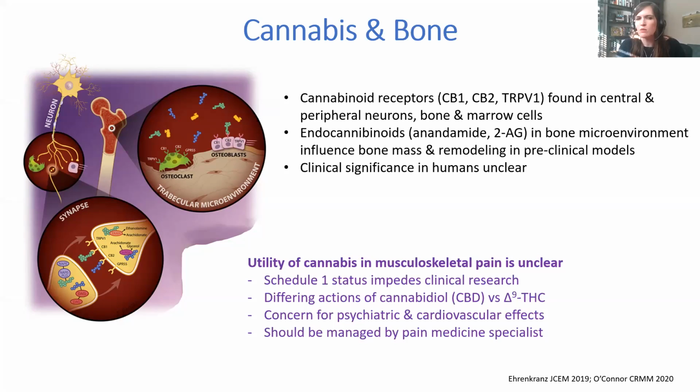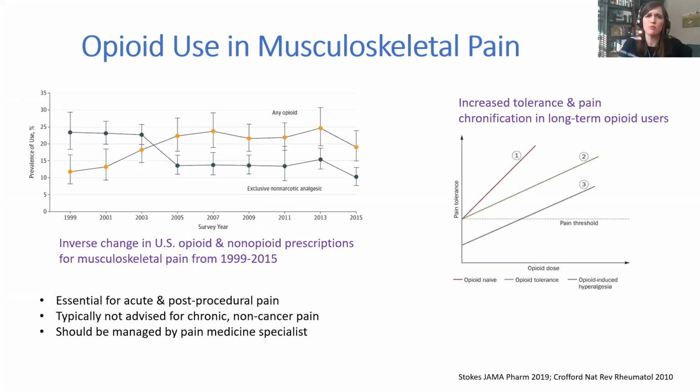There are also a number of concerns about psychiatric and cardiovascular effects. So in any patient who is using cannabis and has bone pain, whether or not they're using it for therapeutics or for recreation, I think it's a good idea to have those patients involved with a pain medicine specialist. I also just wanted to briefly touch on opioid use in musculoskeletal pain. This is the other big controversial area.